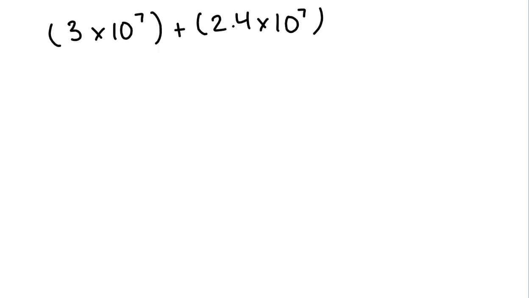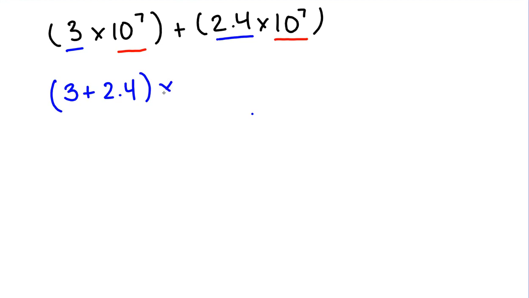All right, let's add numbers written in scientific notation with the same powers of 10. So notice here, these powers of 10 are the same. And when that's the case, all we need to do is use distributive property to multiply and add these together. So we're going to take our 3 and our 2.4, and we're going to add them together because they're being multiplied by the same power of 10.